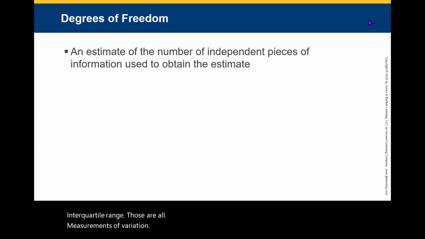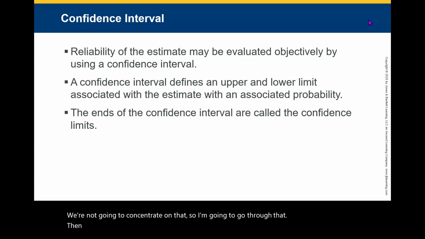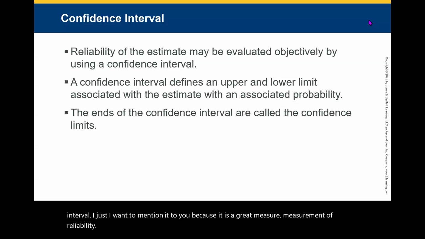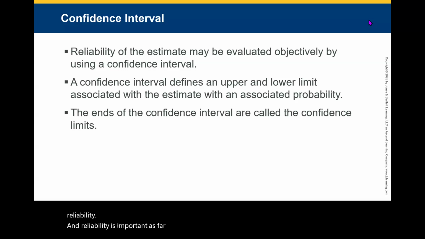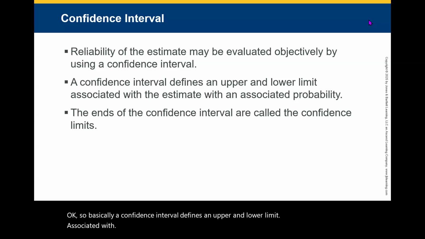Degrees of freedom, once again, we're not going to concentrate on that, so I'm going to go through that. Then we can also look at confidence interval. Now, we are not going to calculate confidence interval. I want to mention it to you because it is a great measurement of reliability, and reliability is important as far as evaluating it objectively. Okay. So basically, a confidence interval defines an upper and lower limit associated with the estimate of associated probability.